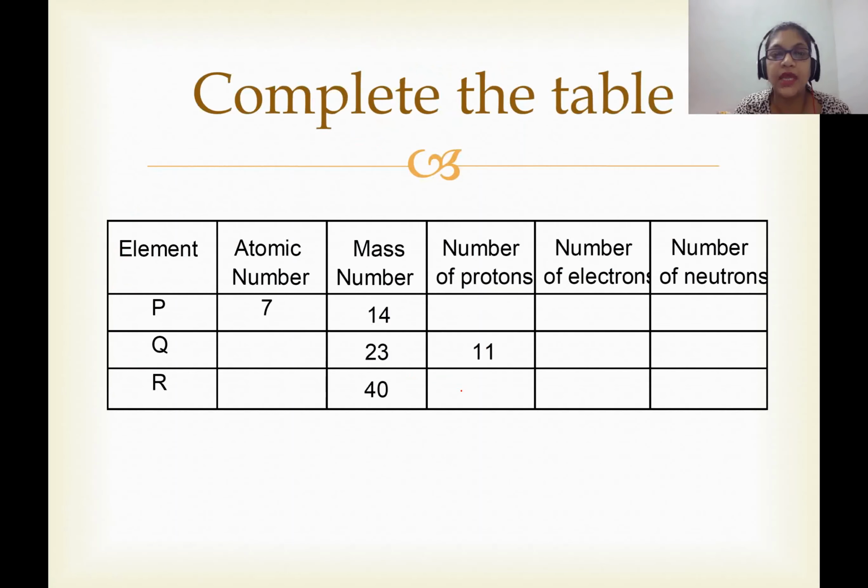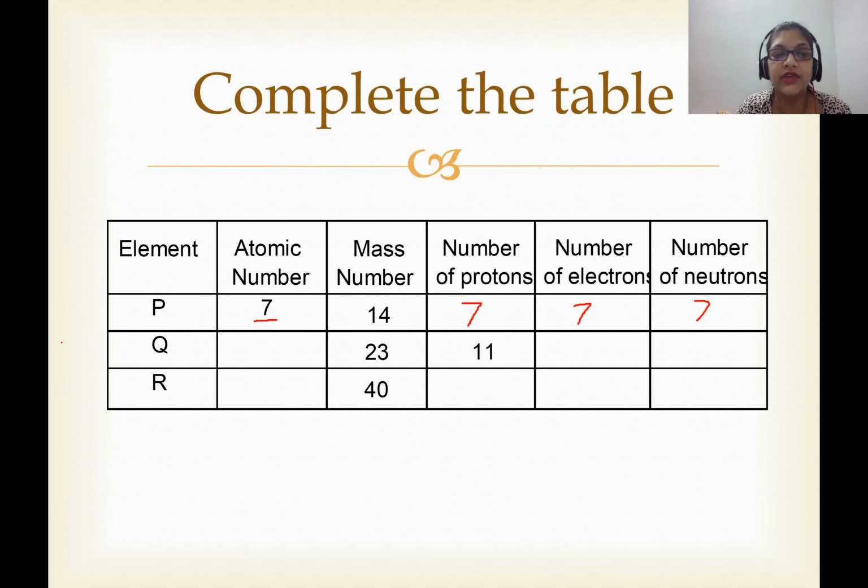Now we can apply this to complete the table. Here we can see there are 3 unknown elements P, Q, R, and some characteristics are given, and the remaining you have to fill in. Let us look at P, where the mass number and atomic number are given. So what will be the proton number? By looking at the atomic number, we can say it will be 7. If the protons are 7, the electrons will definitely be 7. And the number of neutrons is 14 minus 7, so it will be 7.